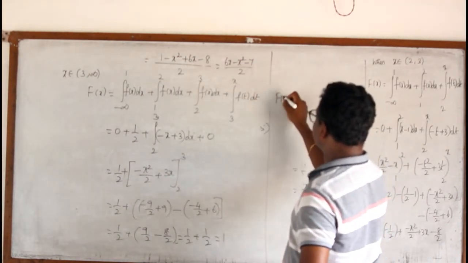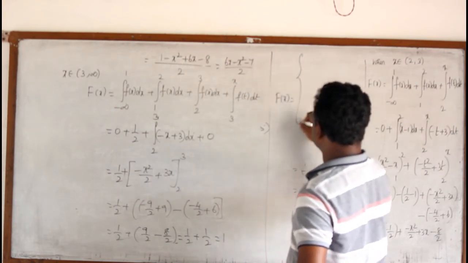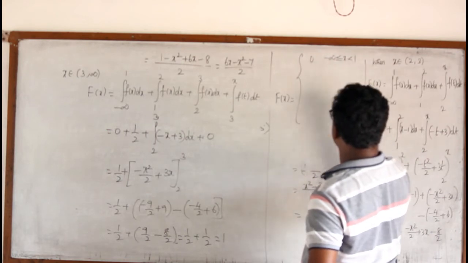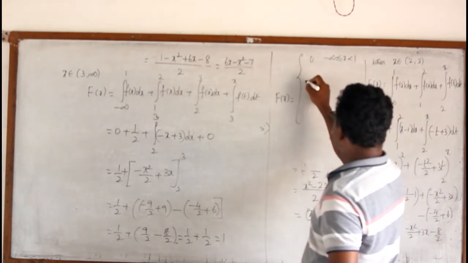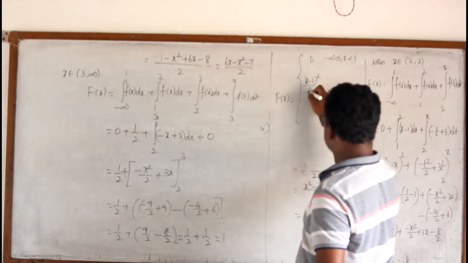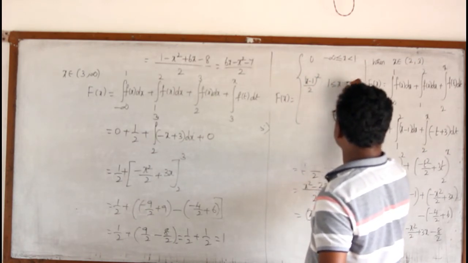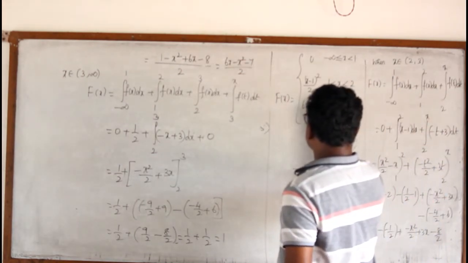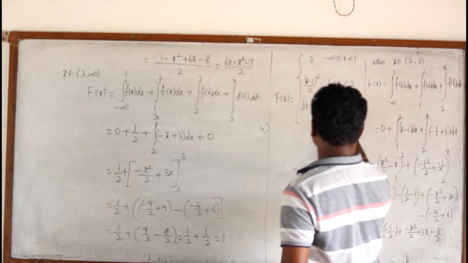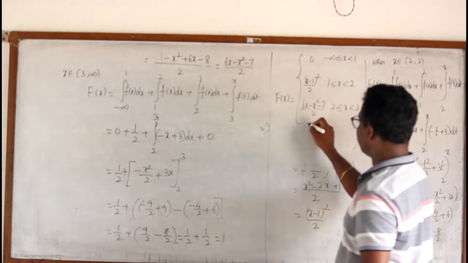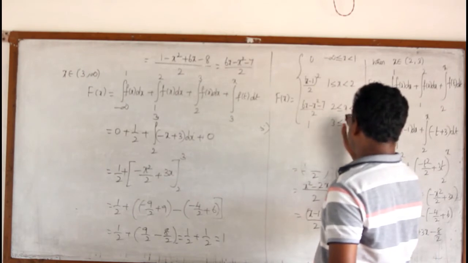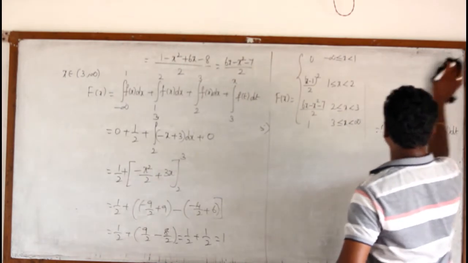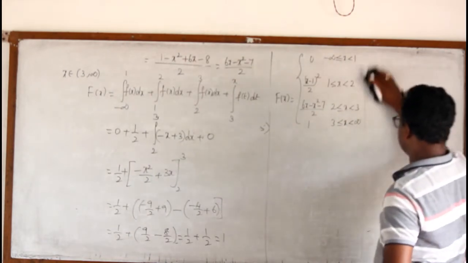Therefore, can you write the cumulative function in one form? First one is 0 when minus infinity less than or equal to x less than 1. When it is 1 we got x minus 1 the whole square by 2, for 1 less than or equal to x less than 2. For 2 to 3 it is 6x minus x square minus 7 by 2, when 2 less than or equal to x less than 3. And finally 1 when 3 less than or equal to x less than infinity. So this we know how to write in the previous exercise itself. So the same pattern we have to write.